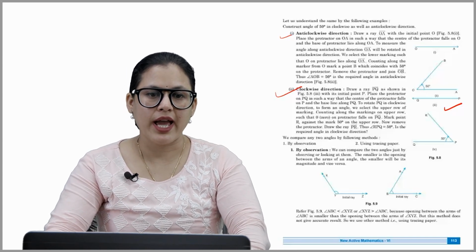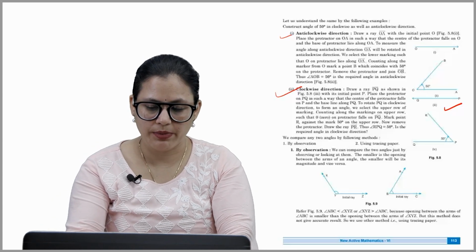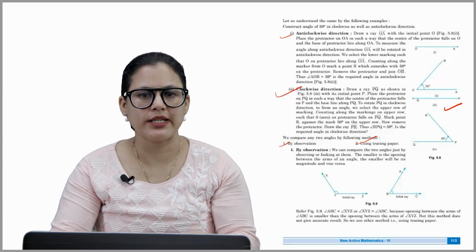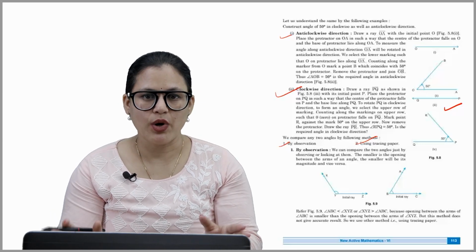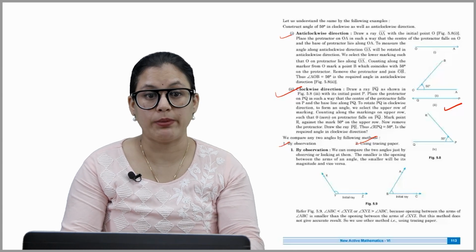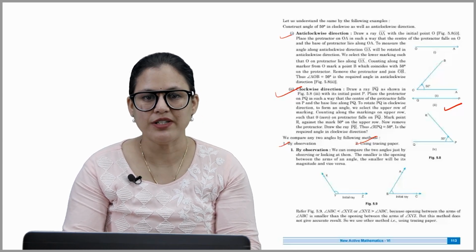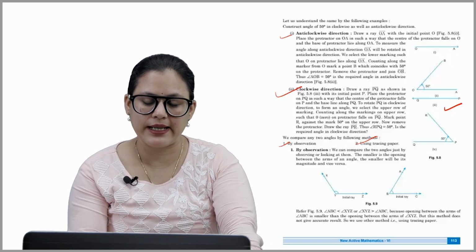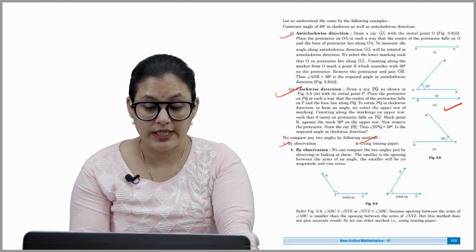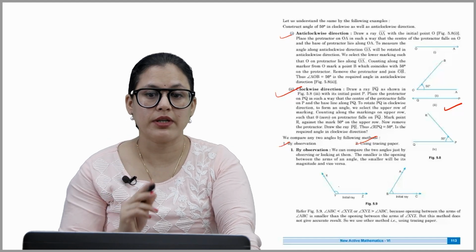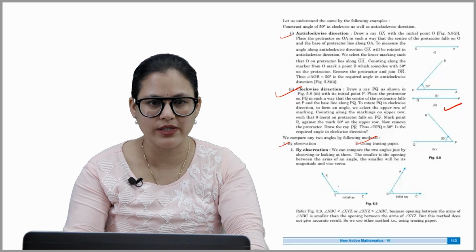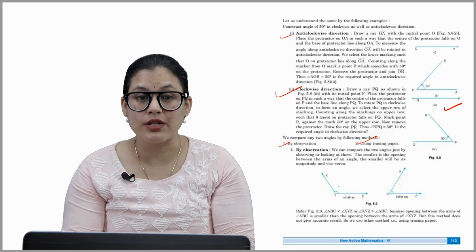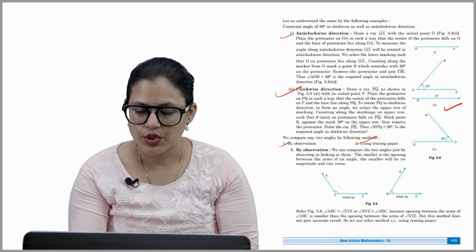We compare any two angles by following methods. Number 1, by observation. Number 2, using tracing paper. Number 1, by observation. We can compare the two angles just by observing or looking at them. The smaller the opening between the arms of an angle, the smaller will be its magnitude and vice versa. Refer figure 5.9. Angle ABC is less than angle XYZ, or you can say angle XYZ is greater than angle ABC, because the opening between the arms of ABC is smaller than the opening between the arms of angle XYZ. But this method doesn't give accurate results, so we use the other method, that is using tracing paper.